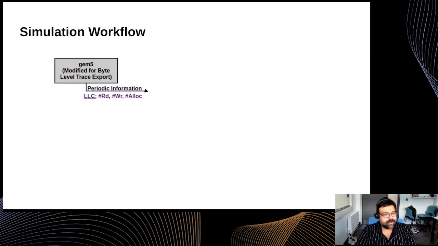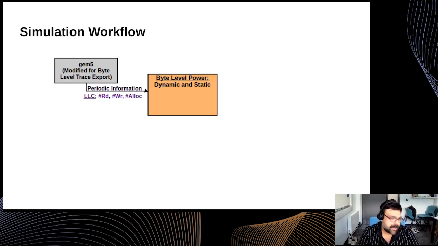Now I'll give you the simulation workflow from the computer architectural viewpoint. Starting from gem5, we have used gem5 in our simulation, and gem5 is a full system cycle accurate simulator, which we have modified at the architectural level, especially at the cache memory, for extracting byte level information. That information is sent to our power model. We are basically studying the LLC, or last level cache, here, for which the number of reads, number of writes, and number of allocations have been collected at a periodic interval of 1 million clock cycles, where our clock frequency was 3.0 gigahertz.